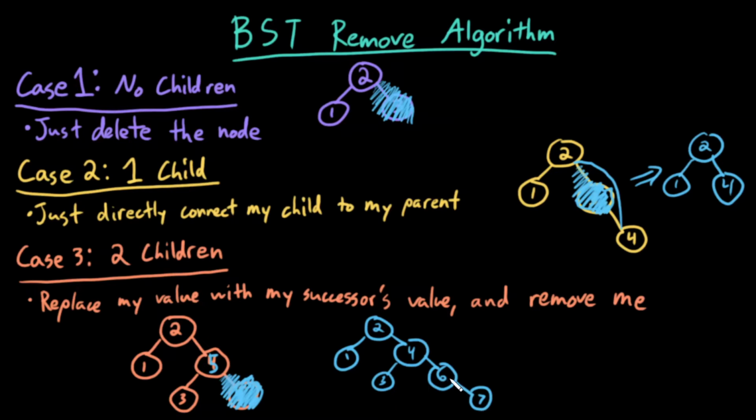But 6 has a child. First let me actually swap their values. So I swap their values. Now I need to remove this node, but it has a child. But that's fine. I already know how to remove a node that has a child. I just connect it directly to my parent and delete me. So the resulting tree that I would get is the following. Oops, this is a 3.